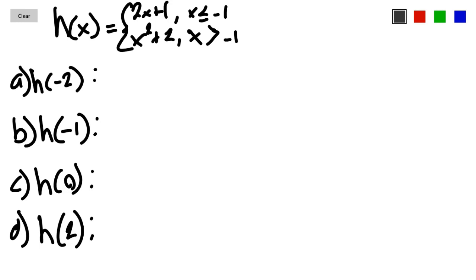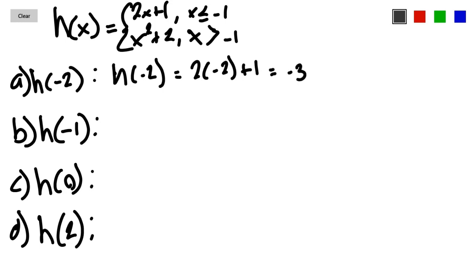So let's take a look at what we have here. So h of negative 2: our input negative 2 is less than negative 1, so we're going to revert to 2x plus 1. So h of negative 2 is 2 times negative 2 plus 1, since our input is in this criteria here. So 2 times negative 2 gives me negative 4, plus 1 gives me negative 3 for my output.